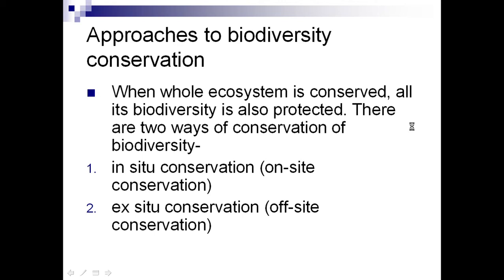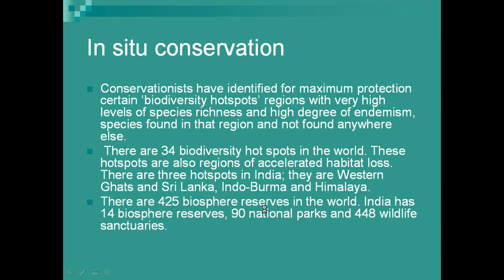Next, we will study about the approaches to biodiversity conservation. So, there are two major approaches for conservation of biodiversity. First, we have in situ conservation, or we can call it on-site conservation. And second, we have ex situ conservation, or we can say off-site conservation. So first, we will discuss in situ conservation.